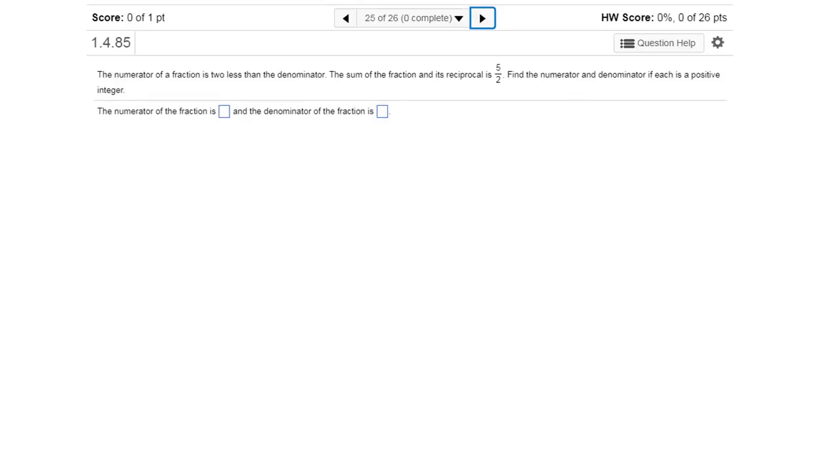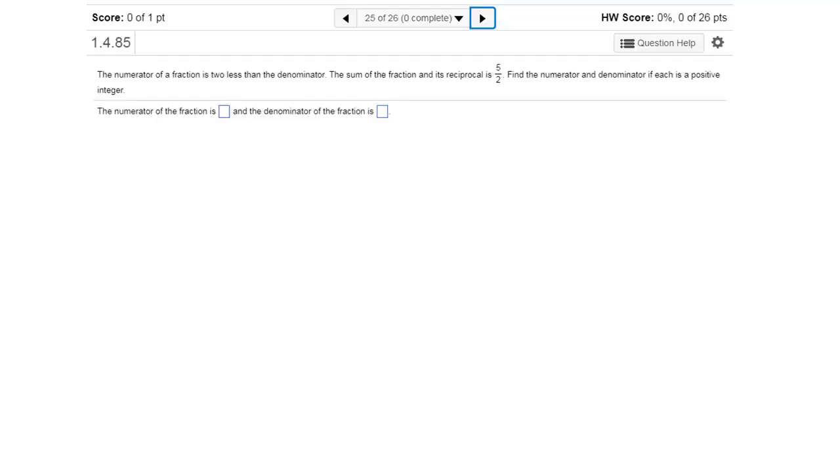Alright, the numerator of a fraction is 2 less than the denominator. The sum of the fraction and its reciprocal is 5/2. Find the numerator and denominator if each is a positive integer. Whoa, okay. So here's our working out some problems here.